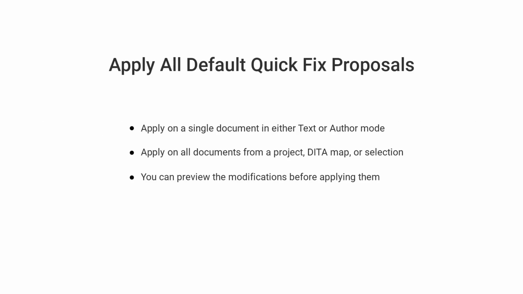This video demonstrates various ways to access and use the Apply All Default Quick Fix Proposals tool. It can be used to apply quick fix proposals for all reported validation errors in a single document or a batch of multiple documents when one or more quick fix proposals are detected for the reported validation errors. And you can even preview the proposed modifications prior to processing them.